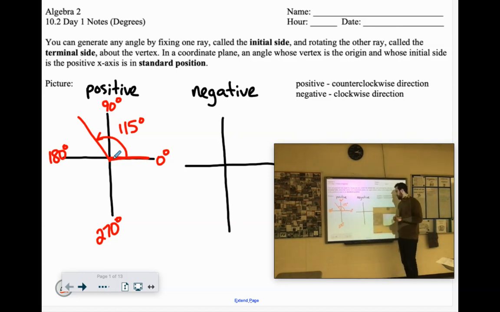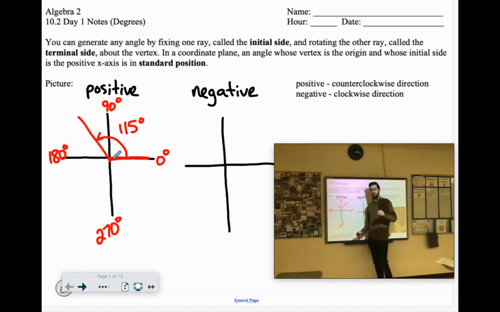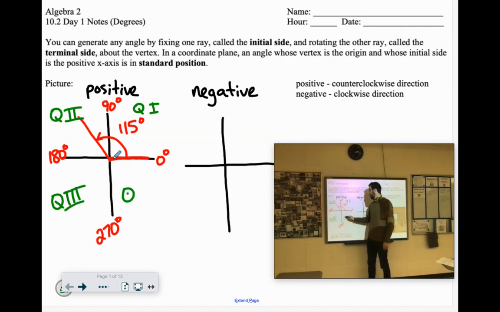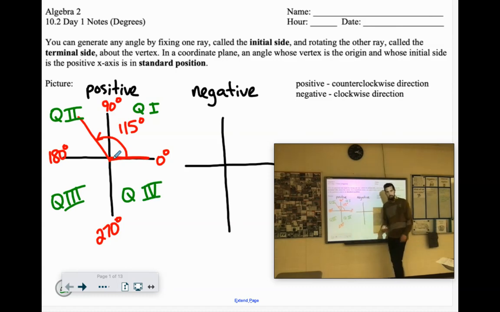So positive slope is like that. Now also, we're going to be talking about the quadrants. The quadrants kind of go in a C shape. So this is quadrant 1. And we use our sweet Roman numerals. Over here is quadrant 2. Quadrant 3 is down here. And quadrant 4 is down in the bottom right.